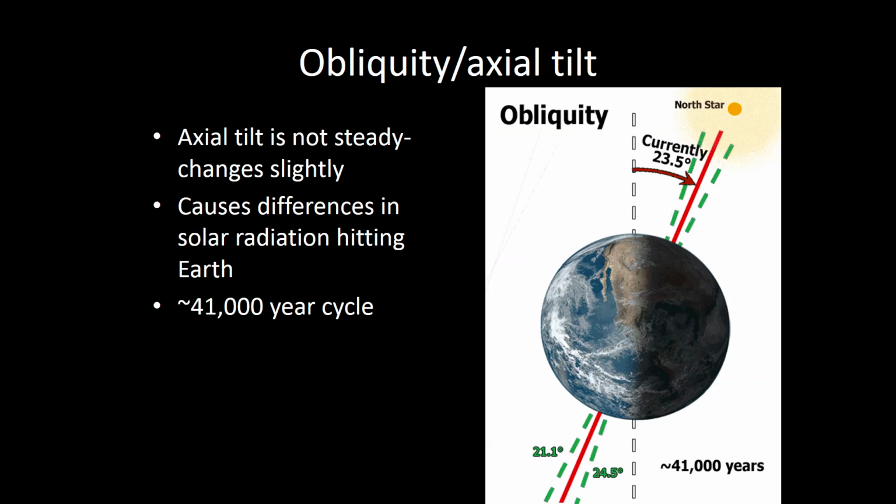And what this means is every 20,000 years or so, we have a switch between whether the northern hemisphere or the southern hemisphere has a slightly stronger summer or winter, all right? I think right now we're in the northern hemisphere having stronger summers. I'm not totally sure though.